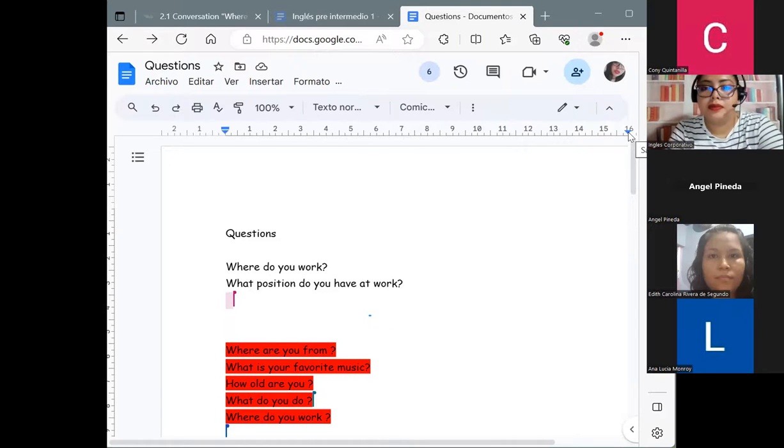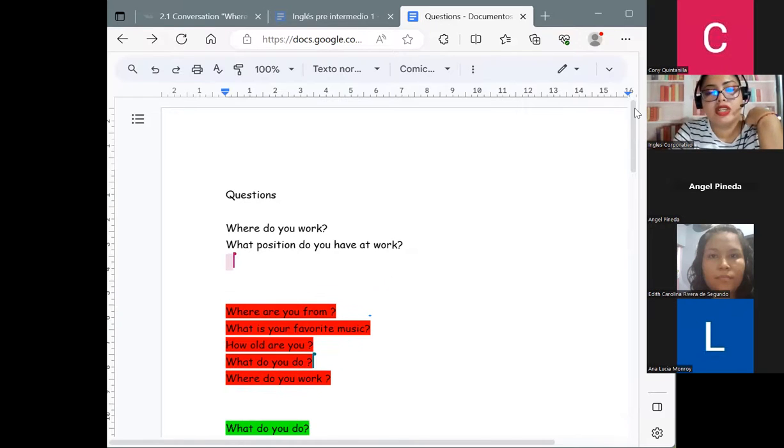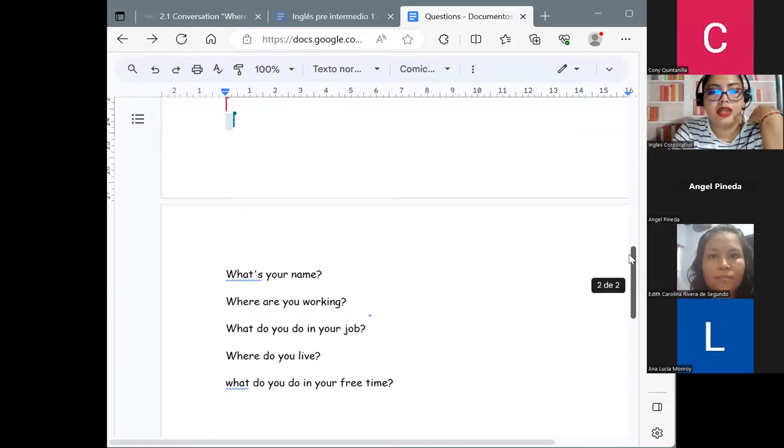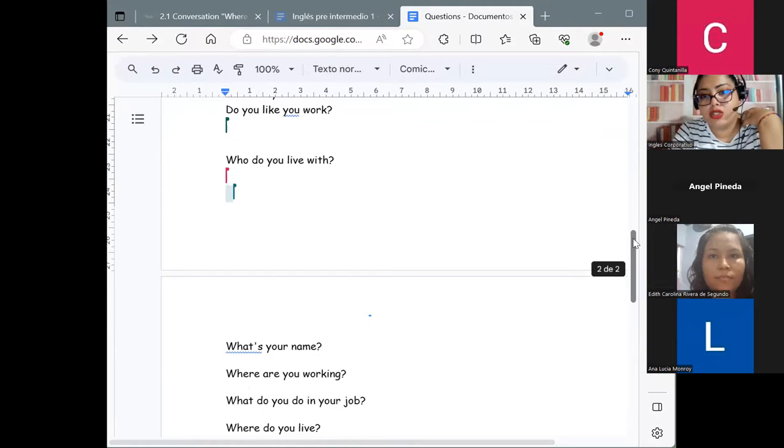But yes, in this case, it's going to be on the messages, or they are going to appear in another page.